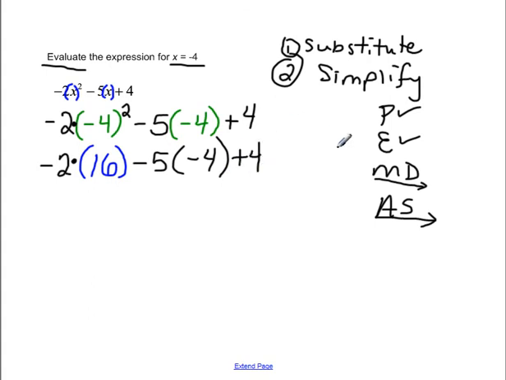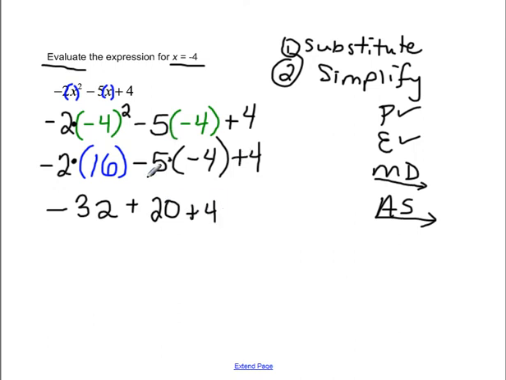Now we're going to go ahead and come down to our multiply or divide step. We have a couple of multiplications to do here. We have -2 times positive 16. Well, a negative times a positive is a negative, and 2 times 16 is 32. Then we've got -5 times -4. So -5 times -4 is positive 20. And then we've got the plus 4 right here.